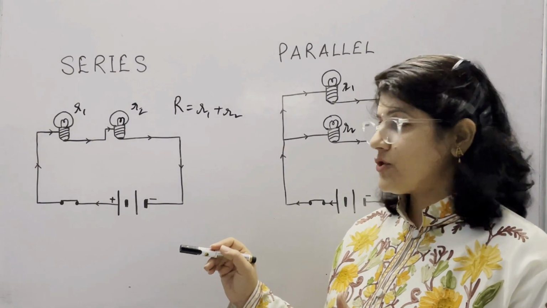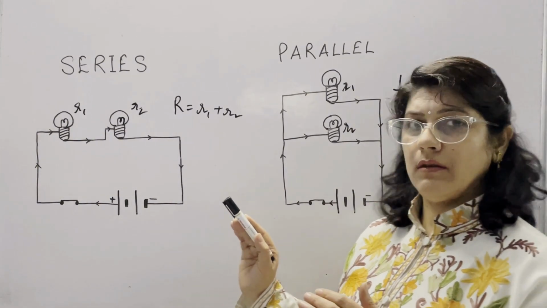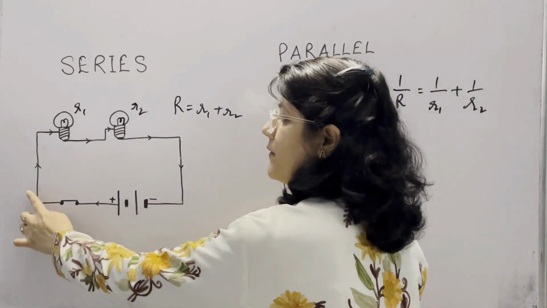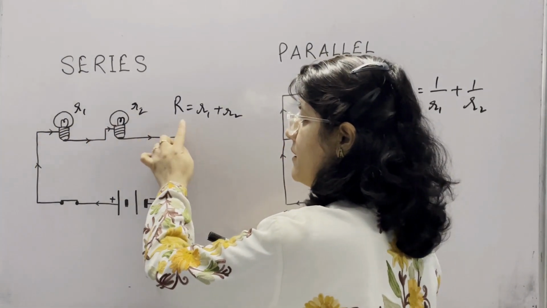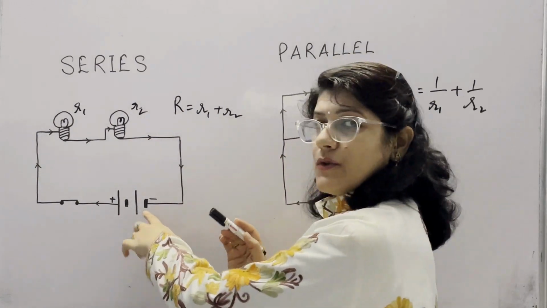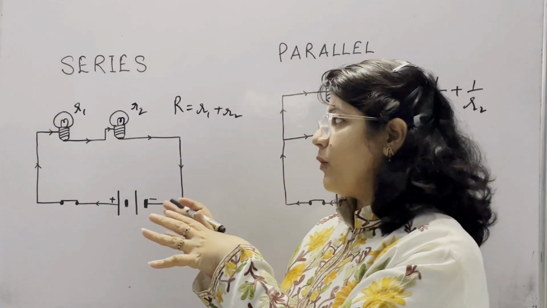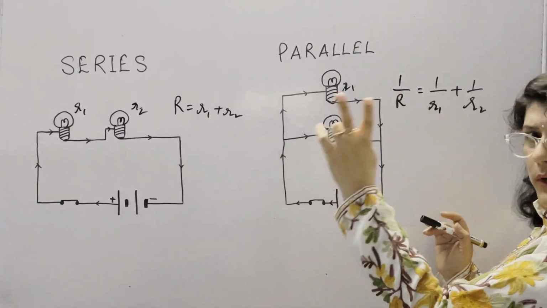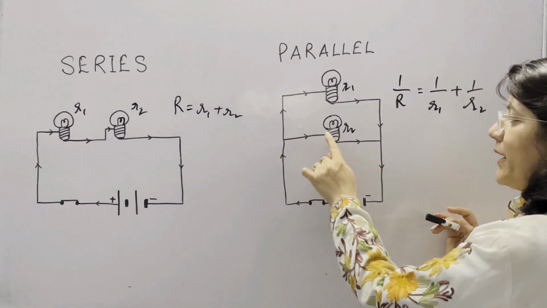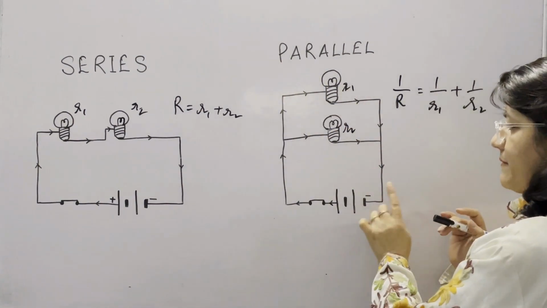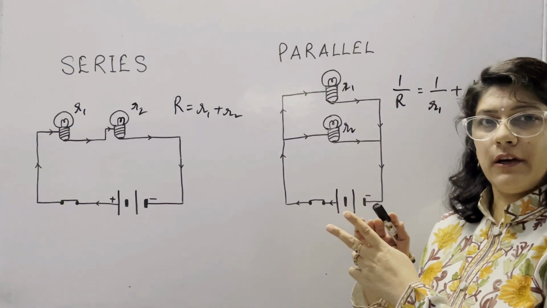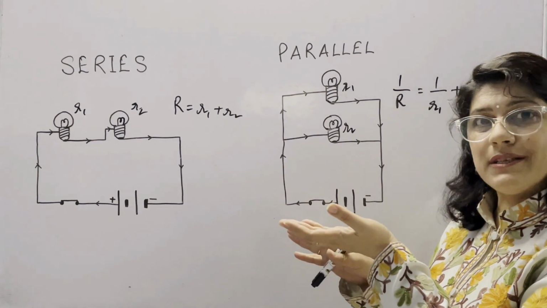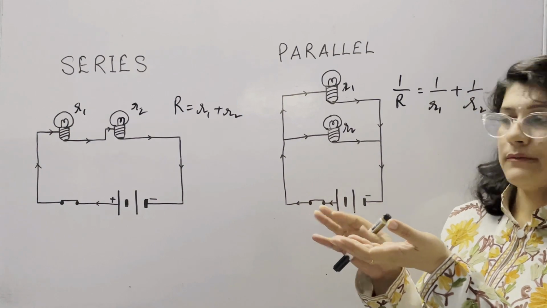In series combination, there is only one path for the current to flow, which means from the positive of the battery, the current will flow like this and come back like this. So this is a unidirectional flow of current. In parallel combination, you can see there are two distinct paths for the current to flow. One is this and another is this. So there are two paths for the current to flow in a parallel combination, or maybe more than two if other components are also connected in parallel.